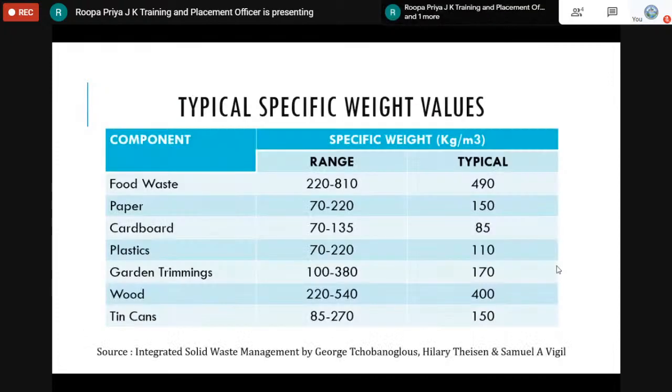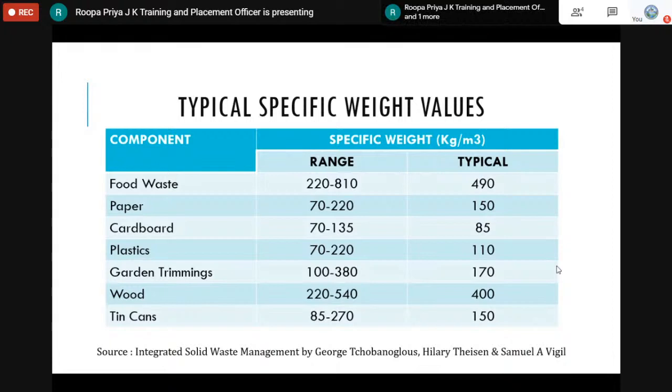These are the typical specific weight values. These are the standards, and they are used in most of the calculations. So it is very important for us as engineers to remember the typical weight of these components. These are the solid waste components. I have taken a few examples because these are the components mentioned in some of the question papers, and we will be solving a few questions based on these components.